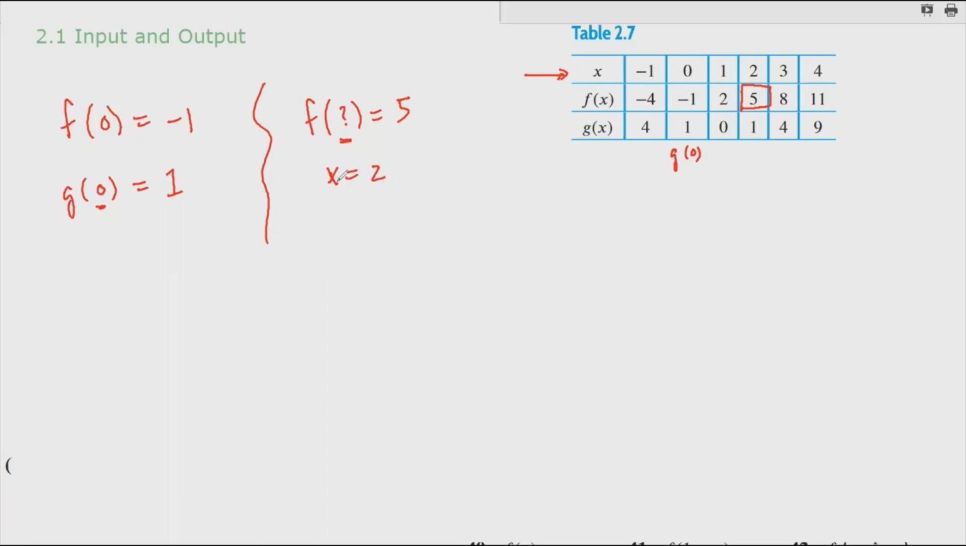But I think what's probably the most common problem is they're going to ask you for an output where it's also listed as an input. So something like this, g of what is equal to 0. I think there are many students that don't know if we're looking at the 0 in the x column or the 0 in the g column. We're looking where the output is 0, so we're looking at that one right there. And the answer is when x is equal to 1.